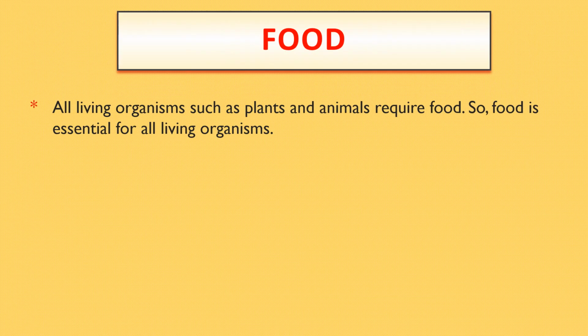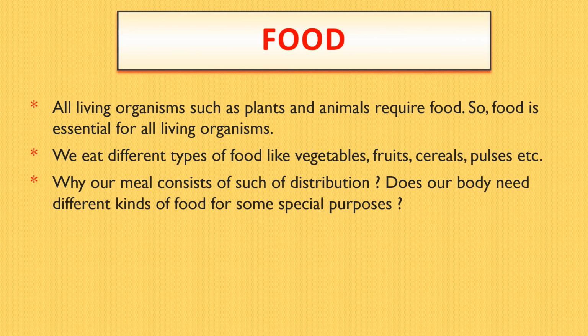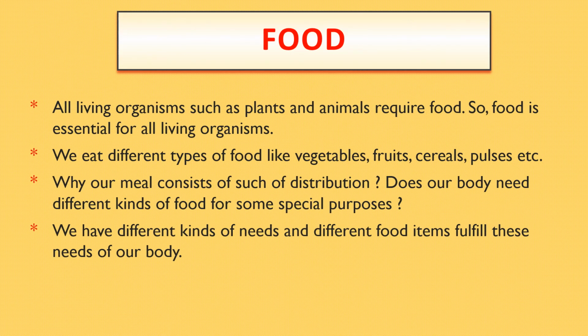You have learnt in the previous chapter that all the living organisms such as plants and animals require food. So food is very much essential for all living organisms, either a plant or an animal. We eat different types of food like vegetables, fruits, cereals, pulses, nuts, etc. Why does our meal consist of such a distribution? Does our body need different kinds of food for some special purposes? We will try to find out the answers to these questions in this chapter.